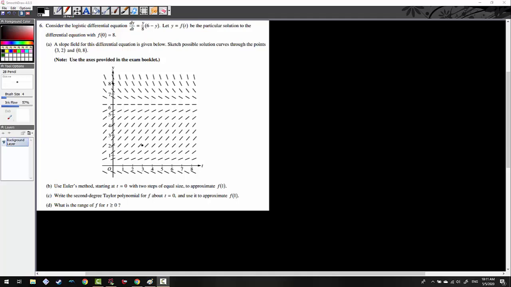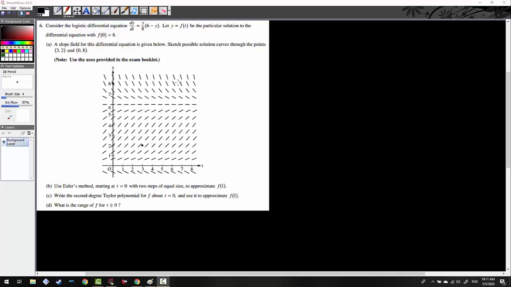In today's episode, we will be discussing the 2008 Calculus BC exam, question number 6, from the non-calculator portion. It is a pretty involved differential equation with a little bit of logistic growth involved. The question reads, consider the logistic differential equation dy over dt equals y over 8, parentheses 6 minus y.